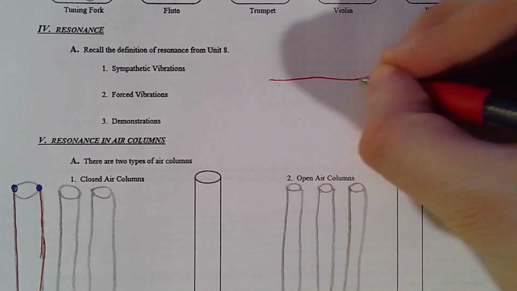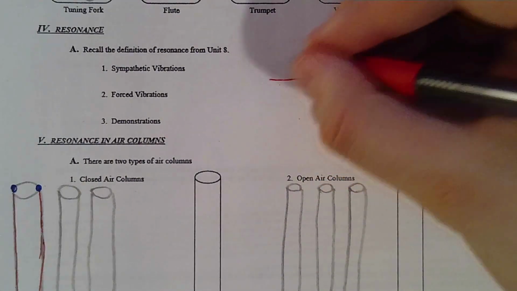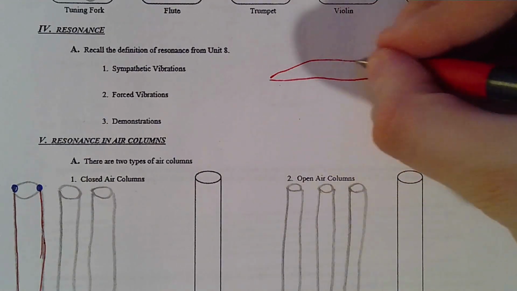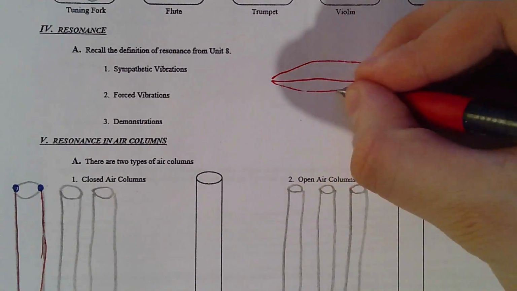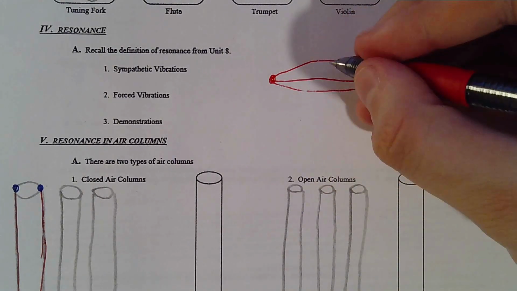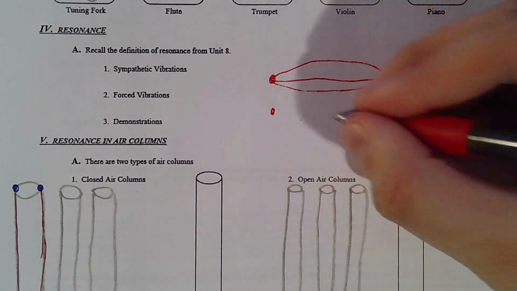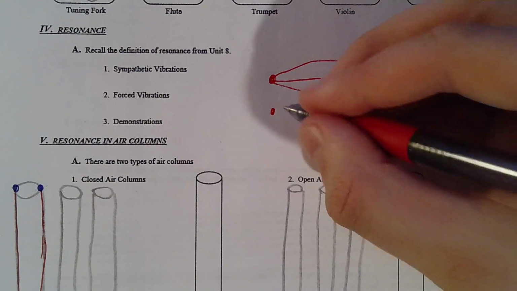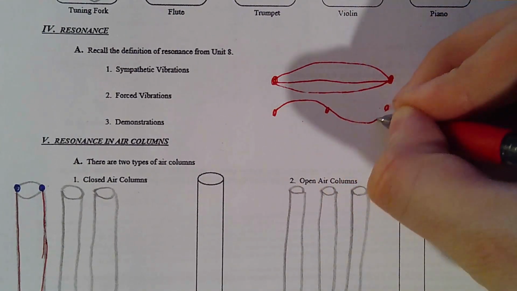Note how when we dealt with strings, a string would always have a node on each side, thus creating a pair of 2 nodes and 1 antinode, or 3 nodes and 2 antinodes.